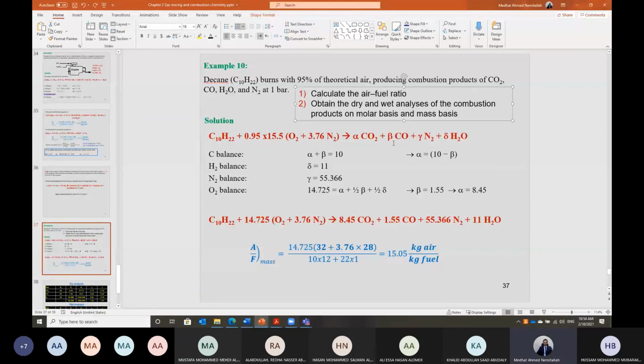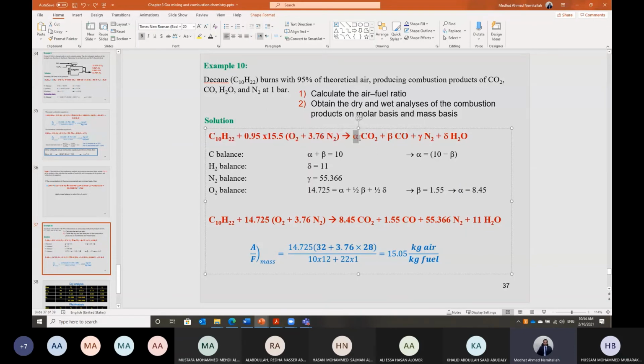So here in this case, guys, I will just write down the combustion equation the regular way. We need to calculate the air to fuel ratio first of all, and we need to get the dry and wet analysis of the product. So let's write down the combustion equation. 1 kilomole of this fuel, decane, plus lambda, which is 0.95, times gamma, which is 10 plus 22 over 4, m plus n over 4, O2 plus 3.76 N2.